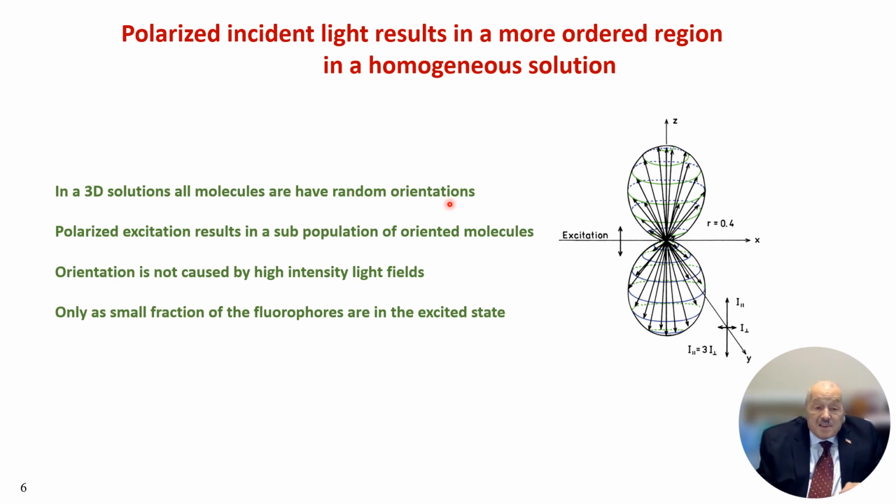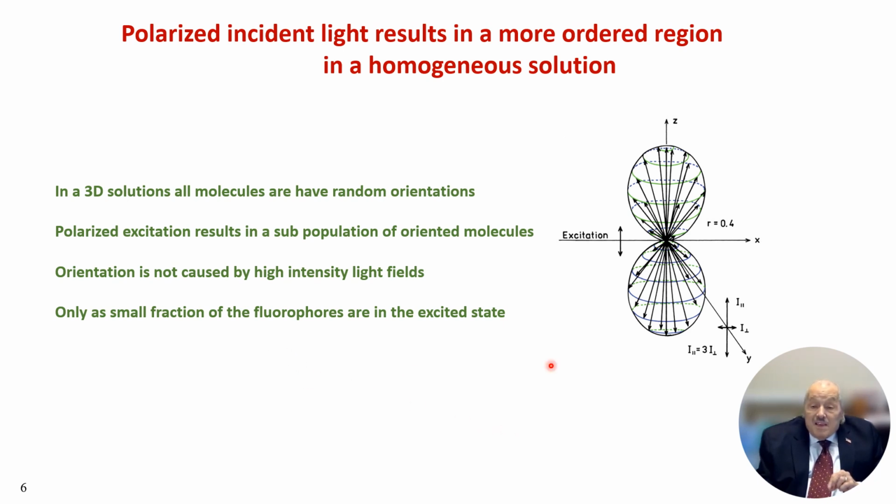This is sort of interesting. I'm going to emphasize this again. The polarized light actually induces a more ordered region in an otherwise homogeneous sample. Normally, if you want to do an experiment in an ordered system, it's something like stretched polyethylene. You get all the molecules to line up along with the polymer, and you don't give them any opportunity to rotate. And that, of course, gives you an anisotropic distribution and anisotropy. But that's not what we're talking about here.